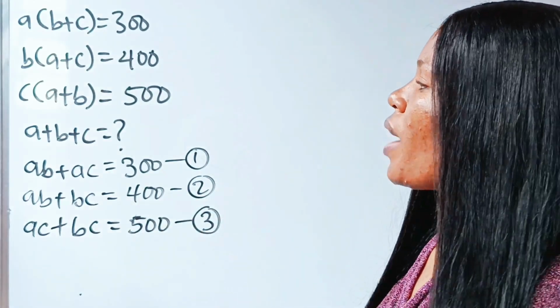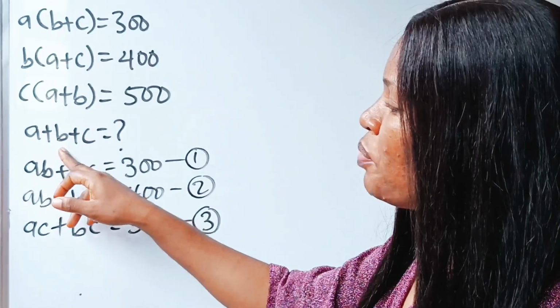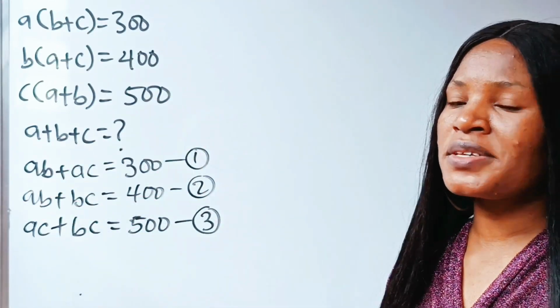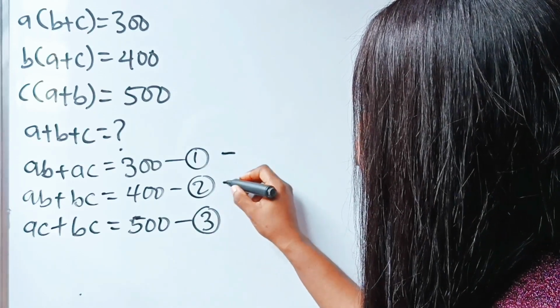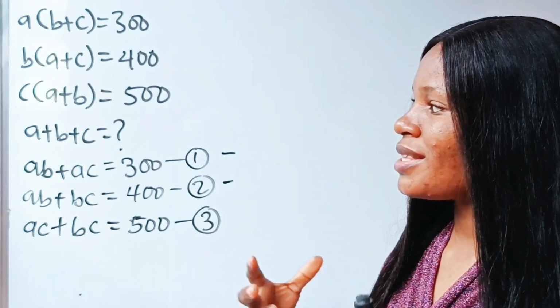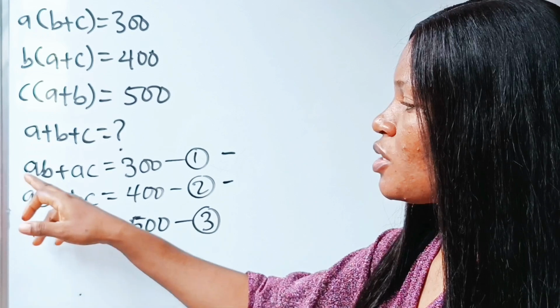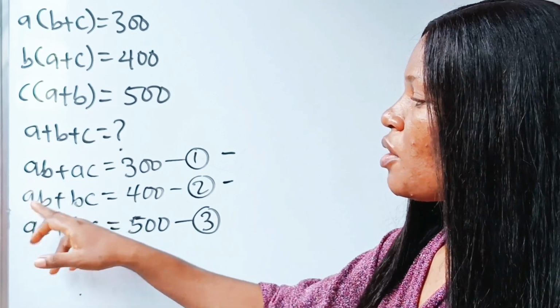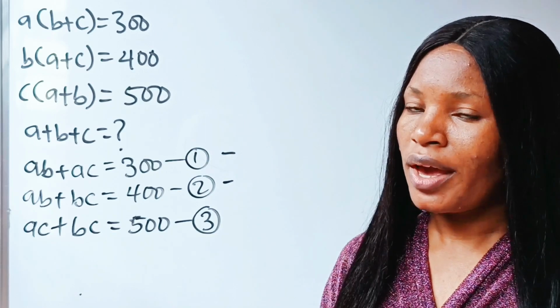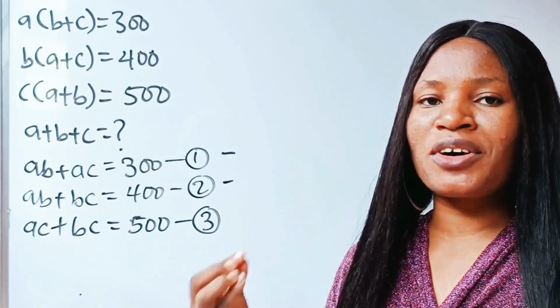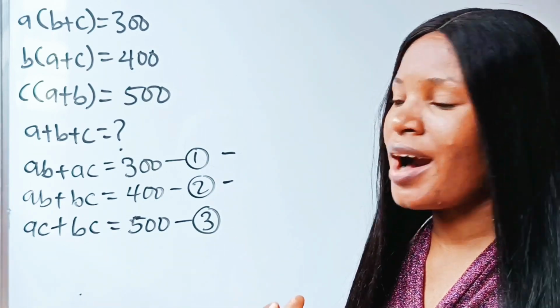Now look, we are looking for A plus B plus C. The first thing we need to get is AB. Since we have AB here and AB here, if we add equation 1 to equation 2, we'll be able to get AB. So just keep watching and see how we get to the final answer.